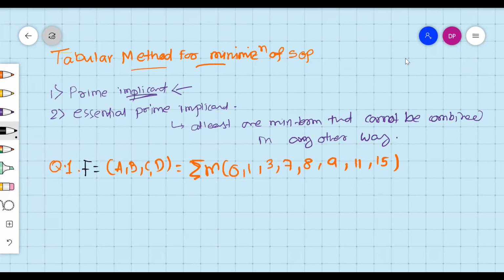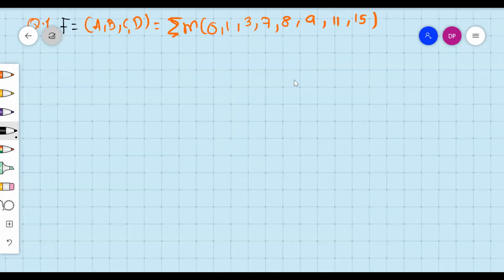So if this is given, how do we solve it using the tabular method? We have learned Boolean algebra, which is one method using rules of Boolean algebra. Another method is the K-map. If the number of variables is larger, it will be difficult to solve using a K-map. So we will take this tabular method approach to do that.